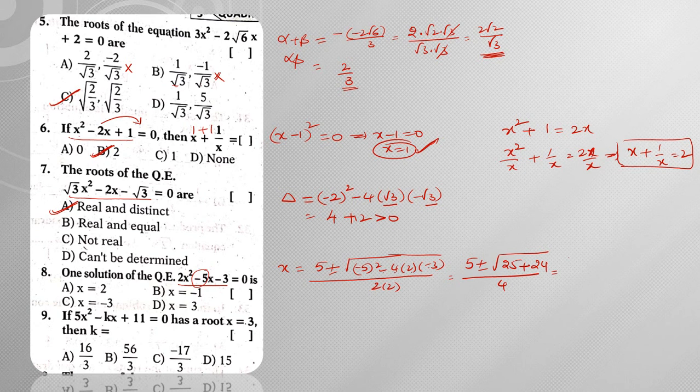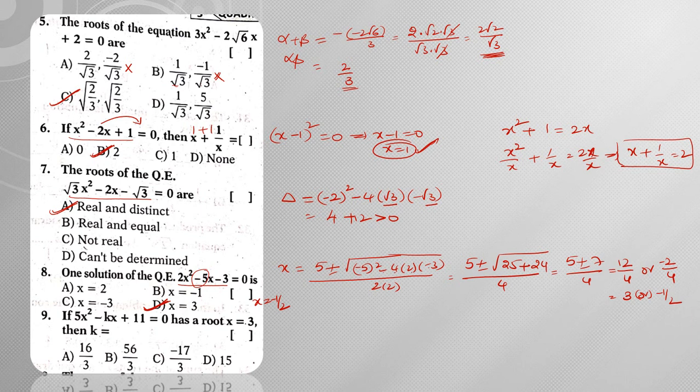So square root of 49 is 7. So 5 plus or minus 7 by 4. So 5 plus 7 is 12 by 4, or 5 minus 7 is minus 2 by 4. So this gives me 3 or minus 1 by 2. So from the options, we are having x is equal to 3, and if we ask about the other answer, then x is equal to minus half will be my answer.